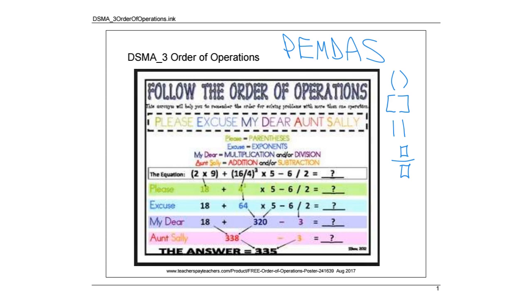So we're going to do some problems together. I'll just show you a little bit on the calculator. The calculator knows order of operations and PEMDAS, and it is strict about the PEMDAS. All right, let's get going.